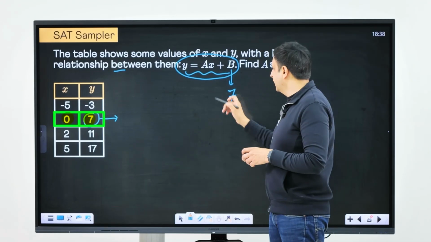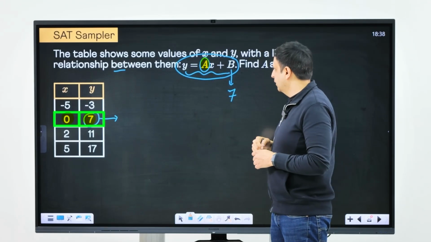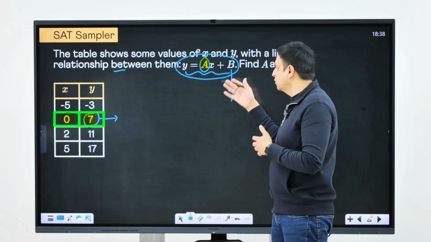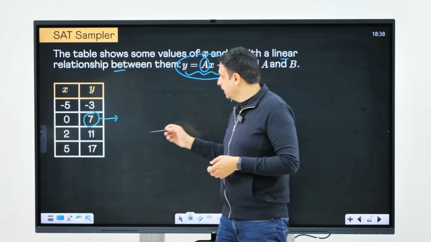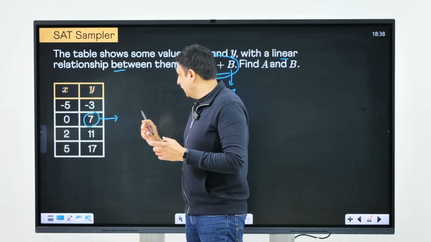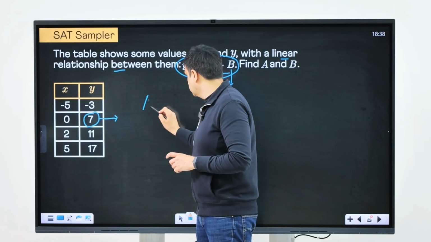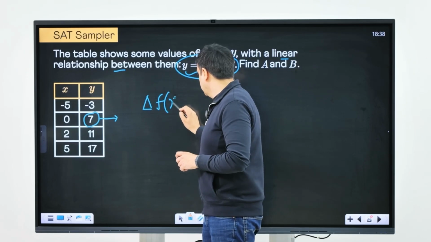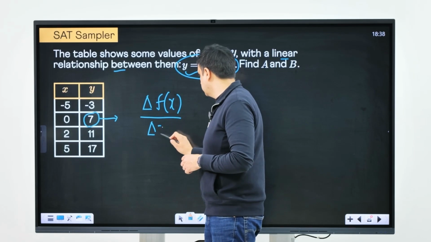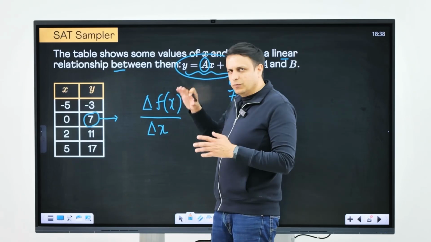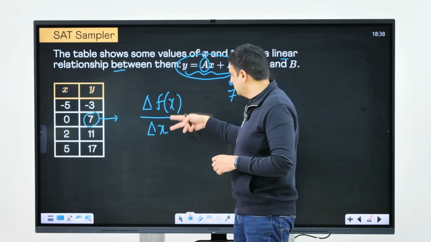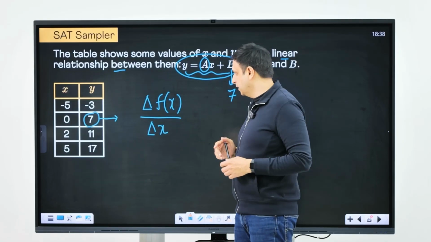Now, how do we find this value a? Remember, this is the rate of change of the linear function, or the slope of the corresponding line. So we can take any two pairs of values and find the change in the function's value, delta f of x, and divide it by the change in the variable's value, delta x, which, if you want to think in terms of lines, you can think of as rise over run. It's the same thing really.